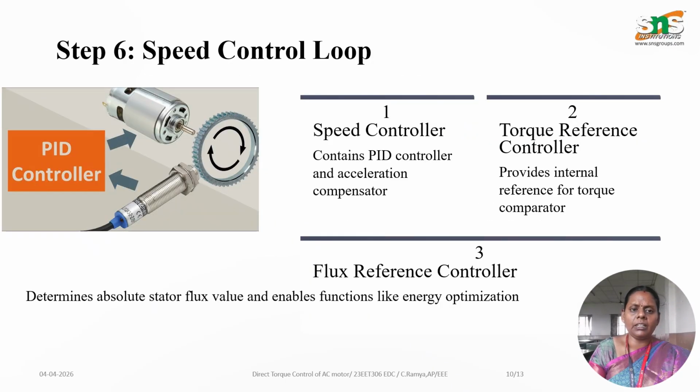Next is the speed control loop. The speed control loop includes a PID controller and an acceleration compensator. It generates the torque reference values, and the flux reference controller also determines the required stator flux levels. This ensures efficient and stable motor operation.